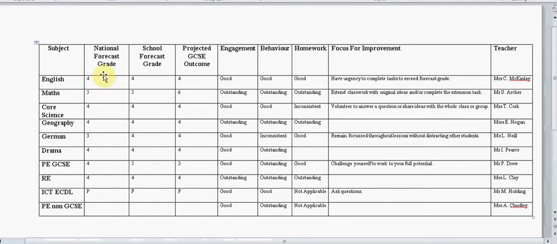That would be to be like the 50th percentile school in the country, the average school in the country. That is what the national forecast grade is.